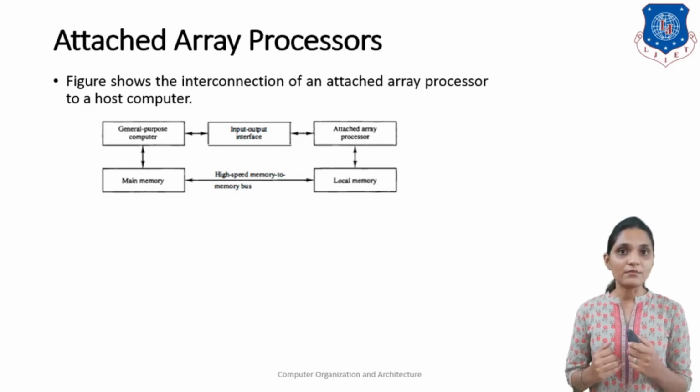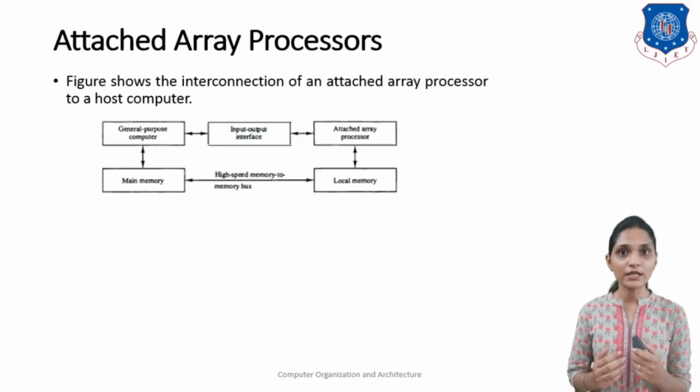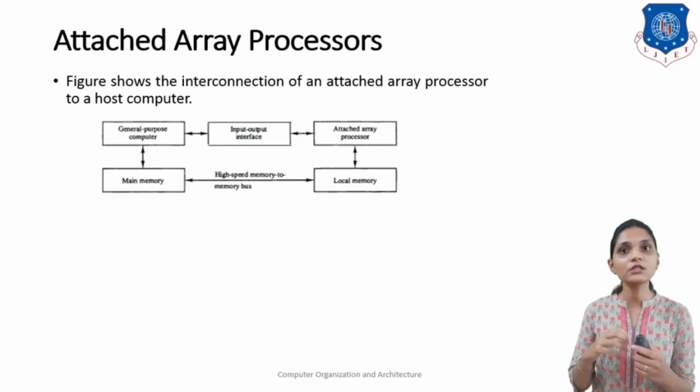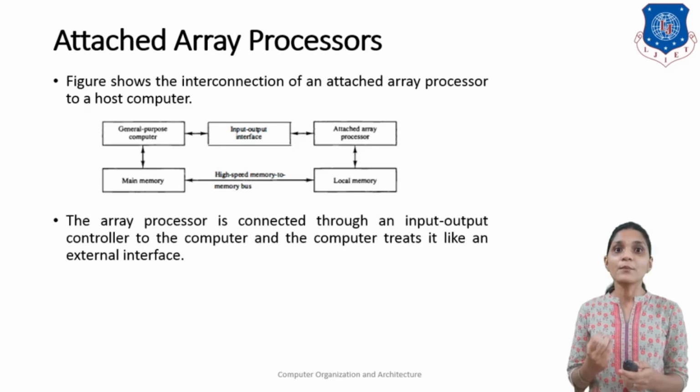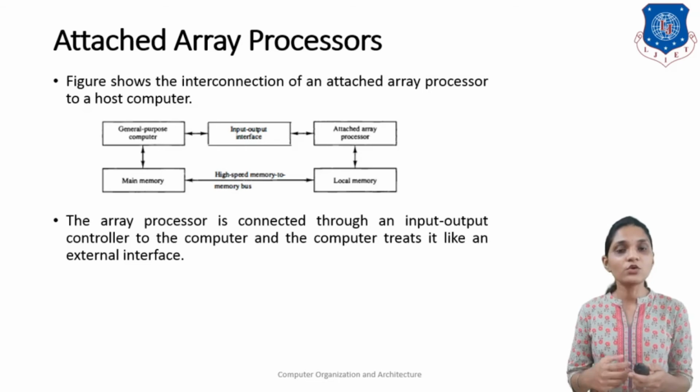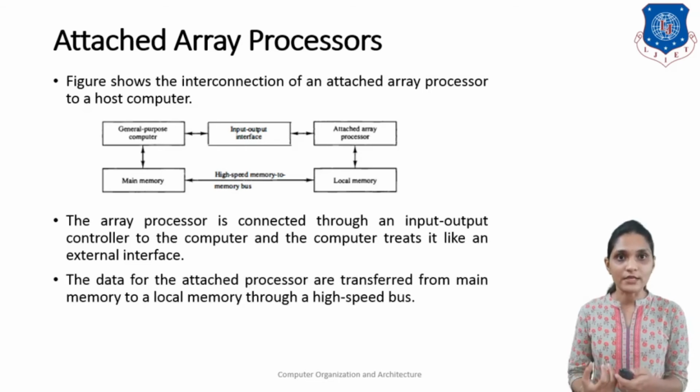Both the main memory and local memories are also connected to provide high access to the data, and this processor is connected with the general purpose computer by means of some input output connections. So we can consider that the array processor is connected with a general purpose computer by means of an input output controller to the main computer.